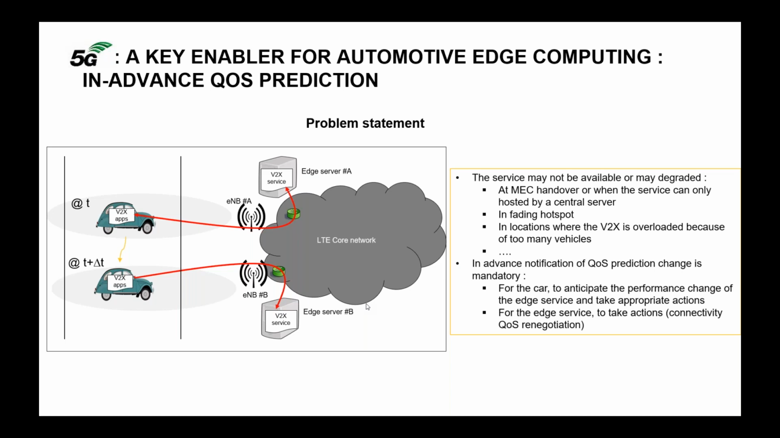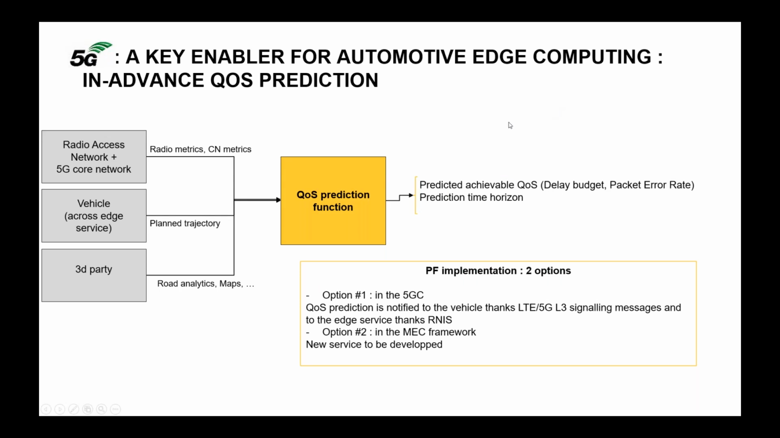That can be, for example, requesting the driver to take back the control of the vehicle. Or that can be, for example, uploading the HD map of the location where you know you will lose the connectivity. And for the edge service, it should also allow taking action. So it could be a cost renegotiation, for example. As you can think, that is the reason why it has been decided to introduce a quality of service prediction function.